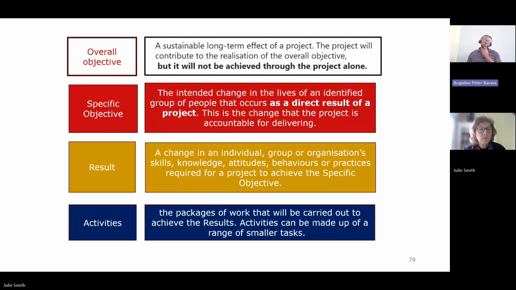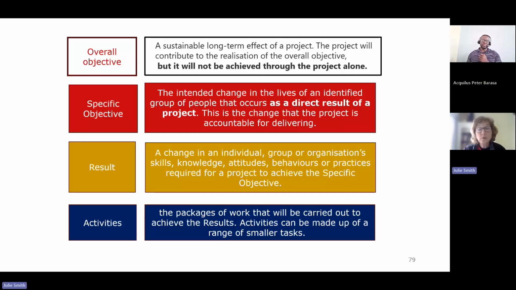We also use specific objectives. The specific objective is the intended change in the lives of an identified group of people that occurs as a direct result of a project or program. This is the change that the project is accountable for delivering. The specific objective can refer to a change in state of a group of people, for example, their economic or social situation, or the performance of an organization. So we have two of these in our project.